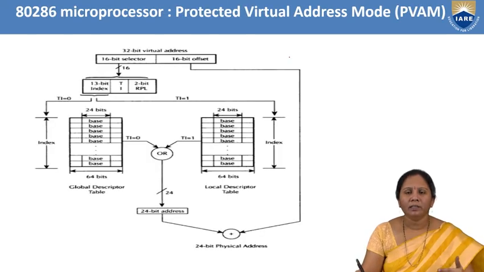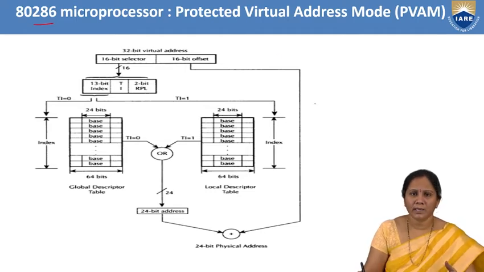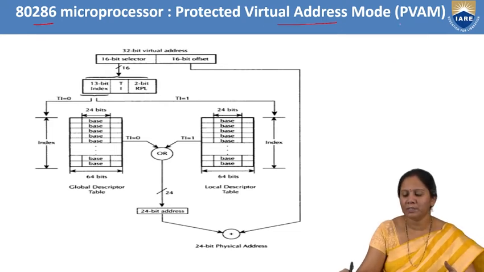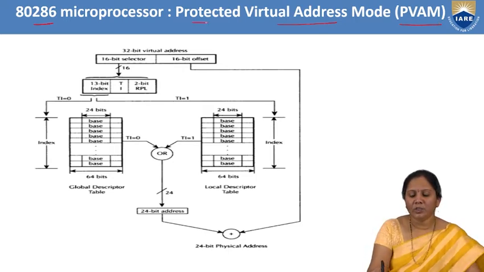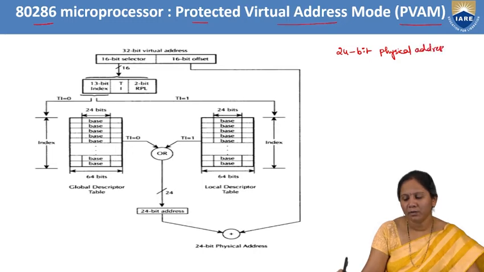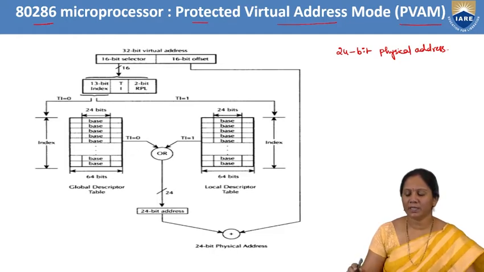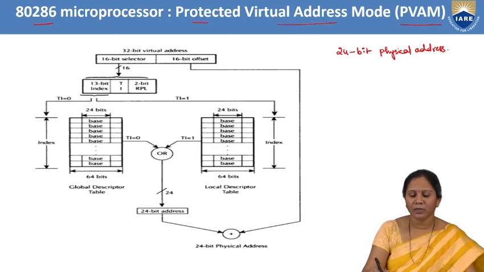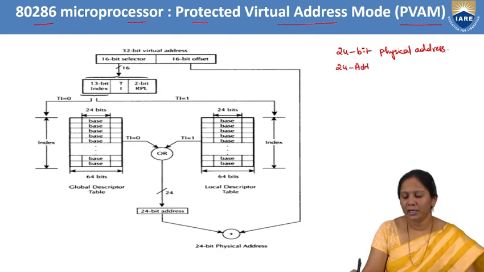Now, another mode of operation 80286 has is protected virtual address mode. So here protected virtual address mode can be represented simply as PVAM. When this 80286 is operating in the protected virtual address mode, it is going to generate a 24-bit physical address. So this physical address calculation is different. It is not same as 8086. The physical address calculation is different here. So here the address lines available in 80286 microprocessor are 24 address lines.